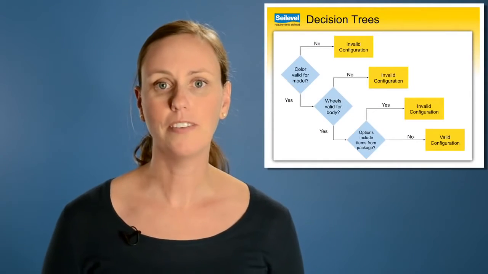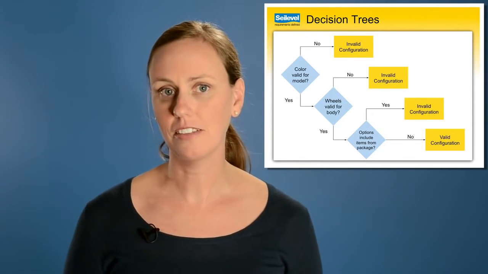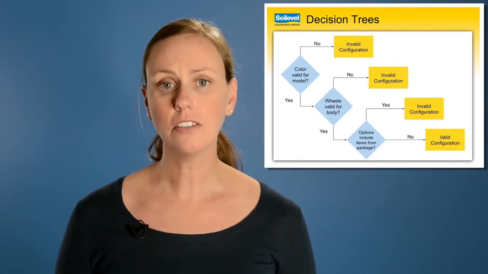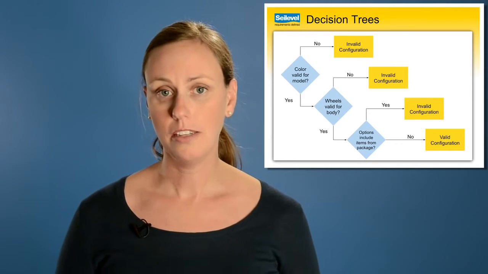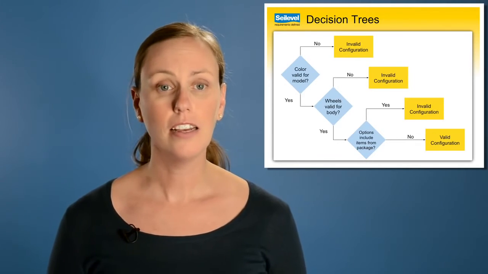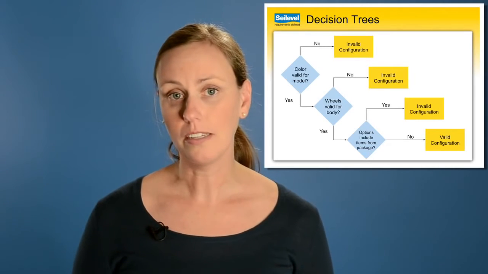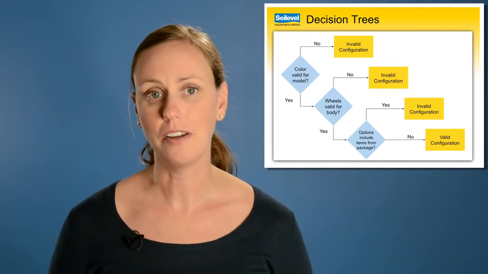In this example of a decision tree, we are showing a vehicle configuration logic process. So for example, this rules engine should check if the color selection for the vehicle is valid. If so, that's great, we can go on to the next decision point. But if not, then it's an invalid configuration. So if the color is a valid choice, then the rules engine checks the next thing, which is the valid body style, and so on.